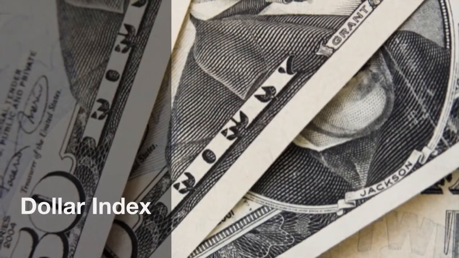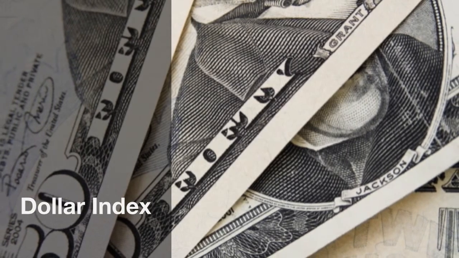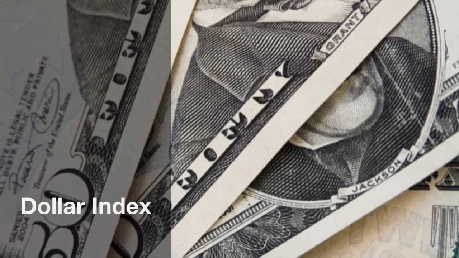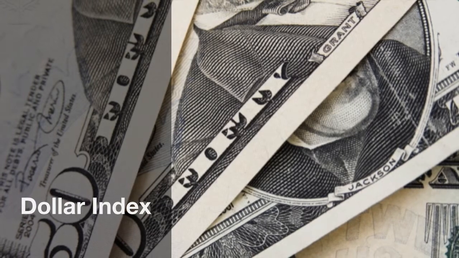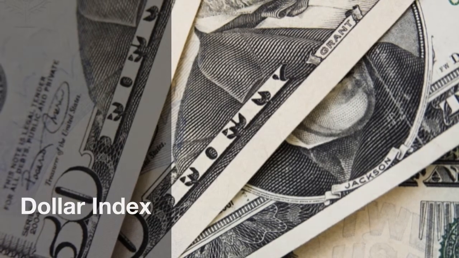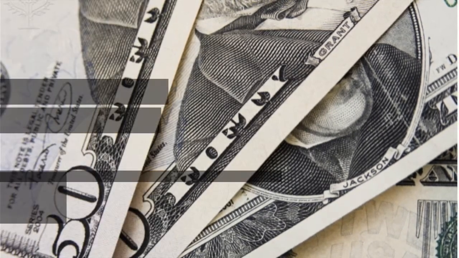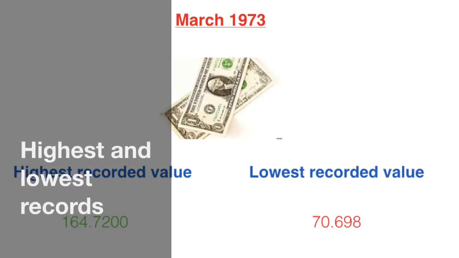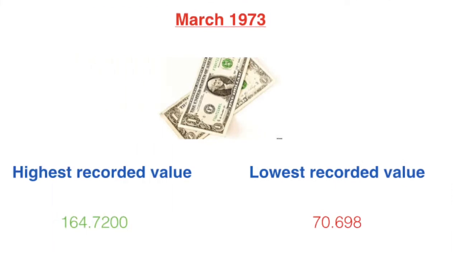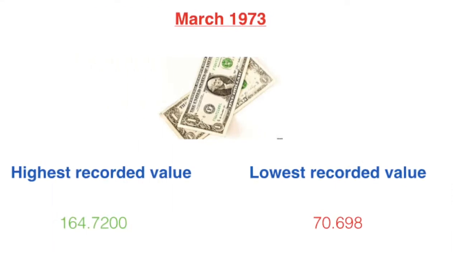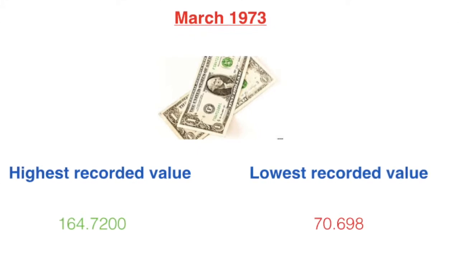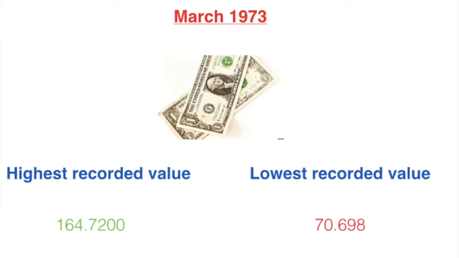In simple terms, the dollar index is a relative measure of the value of the US dollar against the value of a group of currencies of nations which are major trading partners of the United States. The dollar index came into existence in March 1973. The collapse of the Bretton Woods Agreement was soon followed by the beginning of the dollar index.